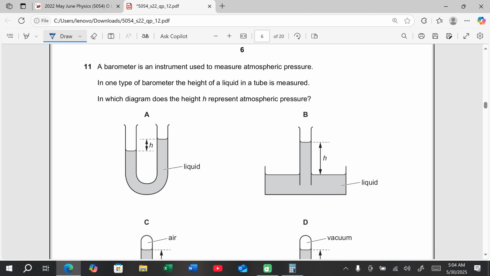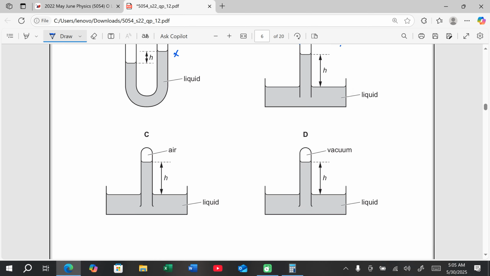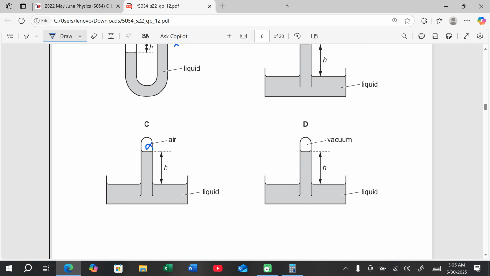A barometer is an instrument used to measure atmospheric pressure. In one type of barometer, the height of the liquid in the test tube is measured. In which diagram does the height H represent the atmospheric pressure? First of all, this is not a barometer. A barometer is always closed from the top, so this is also wrong. There should be no air, so that is also wrong. So it should be a vacuum, and this is an H, yes, so that's correct.